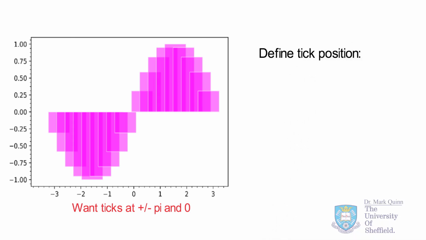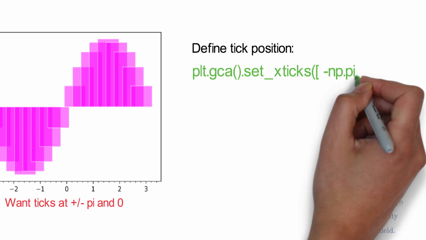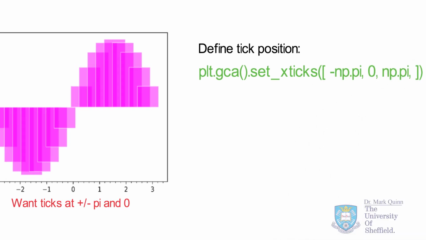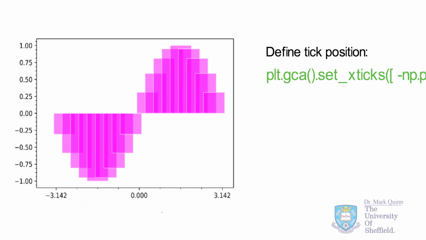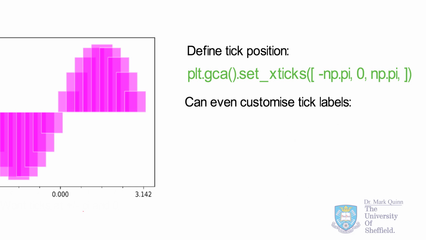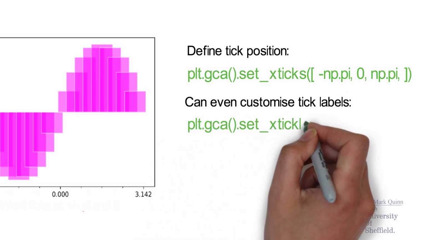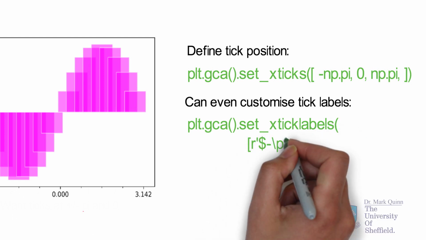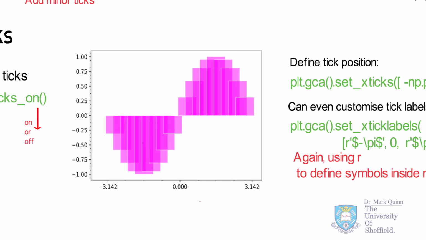To define where they occur, you can call the .set x ticks or y ticks to define, in this case, x ticks occurring at -pi, 0, and +pi. We can also change the numerical values to the symbolic pi symbols by, again, including a raw string. In this case, we're using the set x tick labels command. And now our x-axis is nicely formatted with our pi symbols.